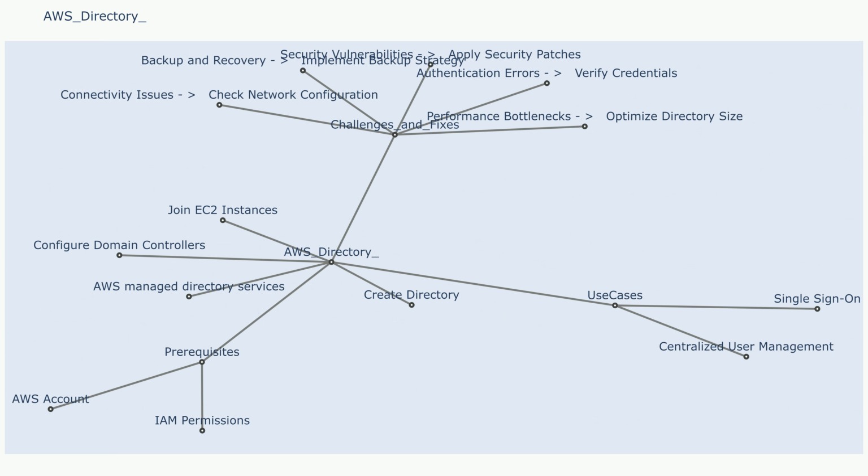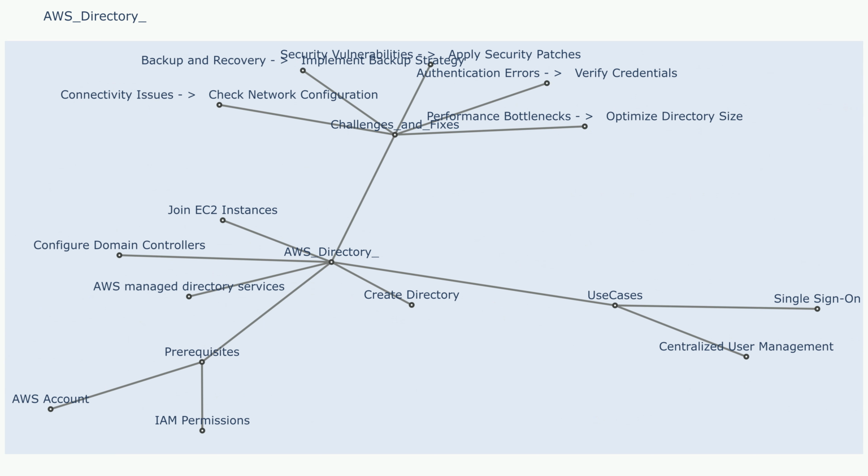Performance bottlenecks. Optimize directory size, regularly clean up unnecessary objects and accounts to improve performance. Scale up directory if experiencing high traffic. Consider scaling up the directory service instance. Review directory configuration, analyze and optimize directory configuration settings, such as replication and garbage collection.